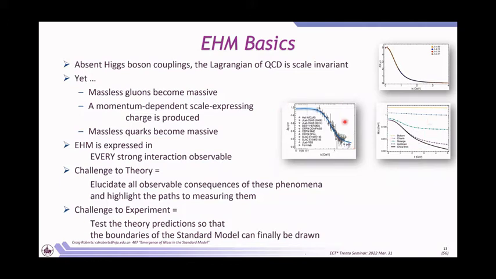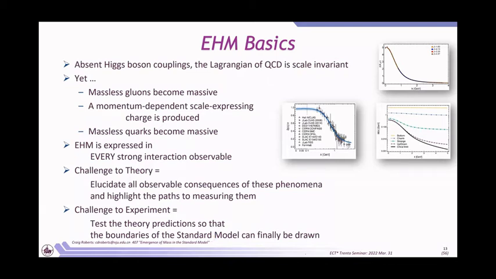And what these basic blocks tell us is that emergent hadron mass is expressed in every strong interaction observable. That's a great chance and a challenge for theory, because it gives us an opportunity to elucidate every observable consequence of these phenomena and highlight the paths towards measuring them. That makes all the facilities we build the tools with which we can expose emergent hadron mass. And then the challenge for experiment is to test these predictions so that we can finally draw the boundaries of what we really mean by the standard model and whether QCD is this internally consistent theory that I'm suggesting it to be.